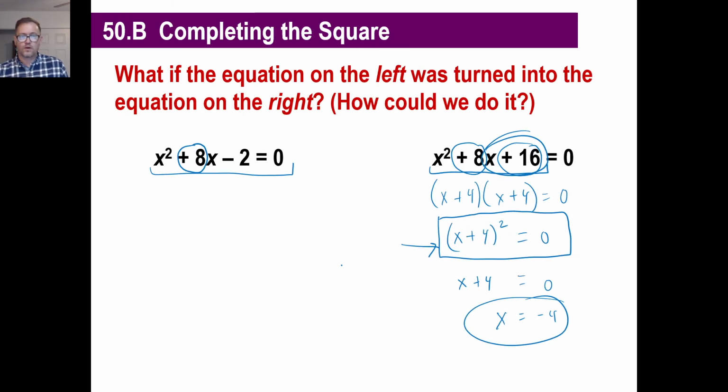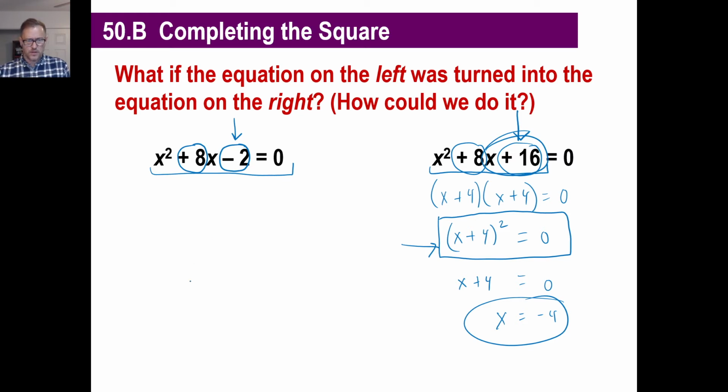In other words, what we're going to do at this point in these types of problems, which are called completing the square, is work on a method to change this number, -2, into a number like +16. So how could we do it?